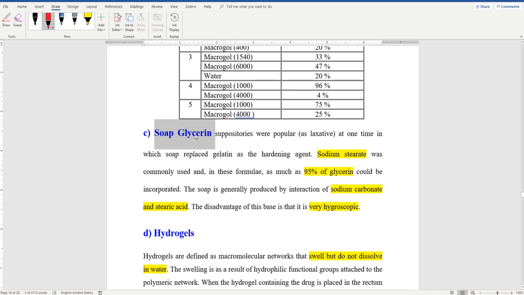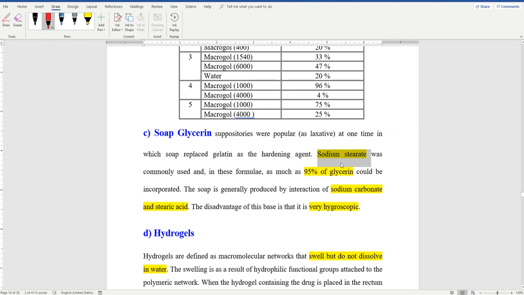Okay, what do they contain? They contain glycerine and soap. What is the content of glycerine? The soap, of course, is like soap. What is the content of glycerine? It can be up to 95%, which is very high. Then what is the percentage of the soap? About 5%. What is this soap? What is the component of this soap? It's sodium stearate.